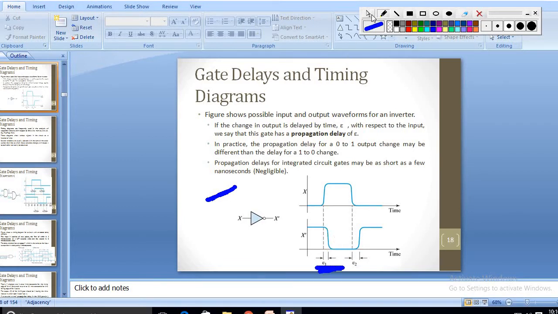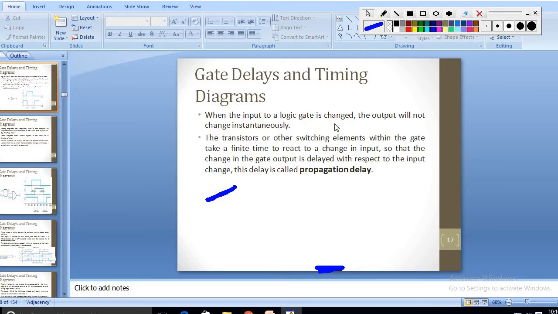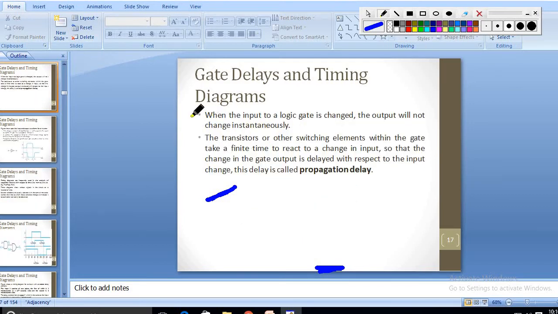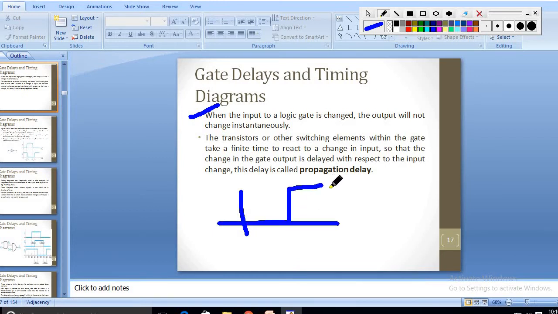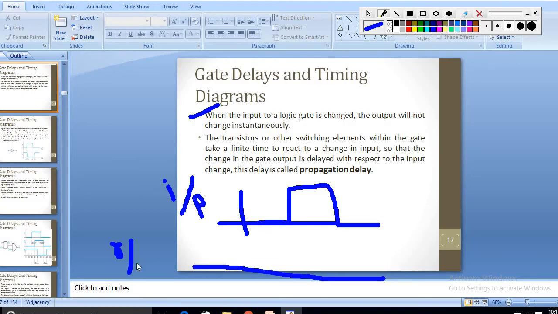So the input to the logic gate is changed, but the output will not change instantaneously, because the transistors or other switching elements within the gate take a finite time. I told you earlier, if your input is like this, initially it is 0 and after that it becomes 1. This is some change at the input side. Is it clear? So what will the output be? If there is a change in the input, it will take its time.